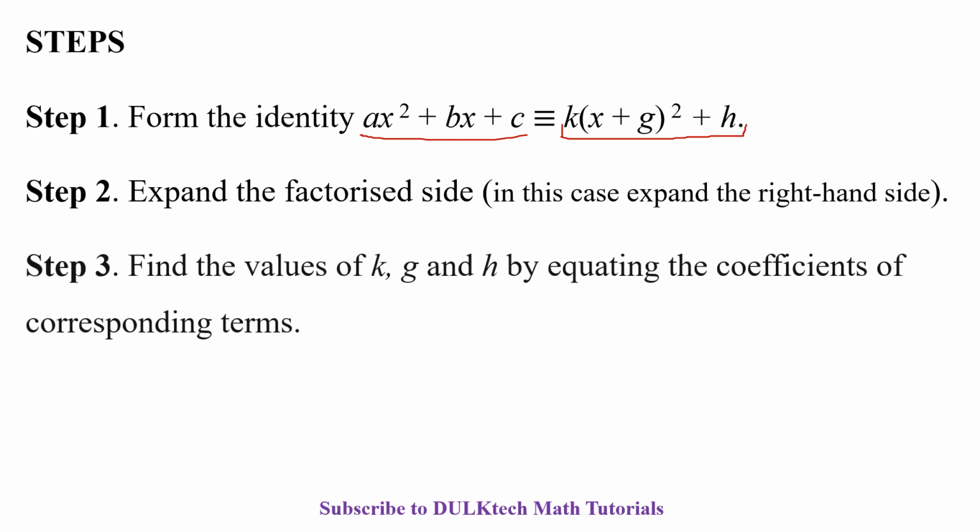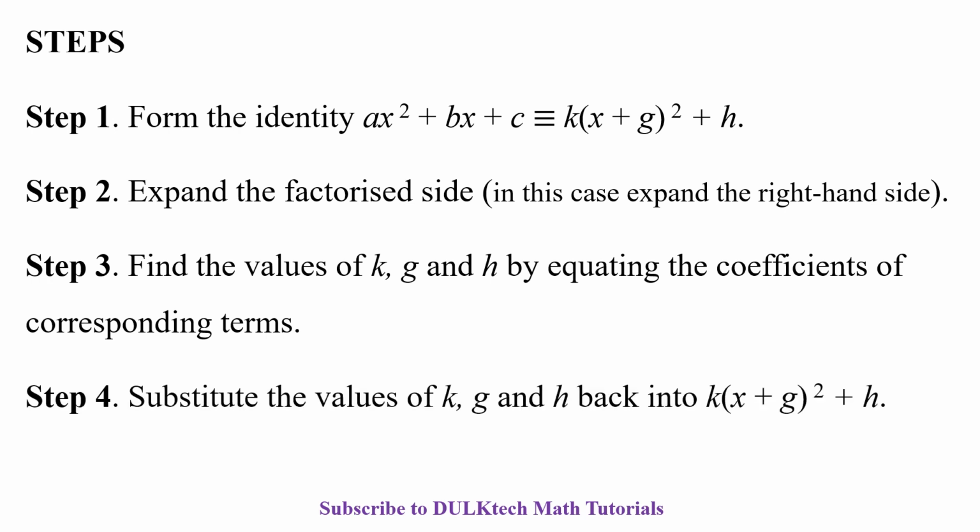The next step is to find the values of the constants k, g, and h by simply equating the coefficients of corresponding terms. These are the concepts of algebraic identities. Then the last thing is to substitute the values of h, k, and g into this expression. Then we'll be done. This method is a little bit longer than the method of completing the square, but it's very simple. Let's move on to our first example.